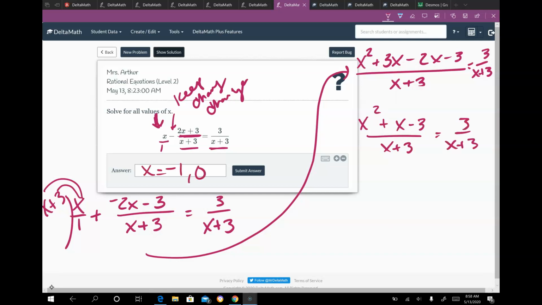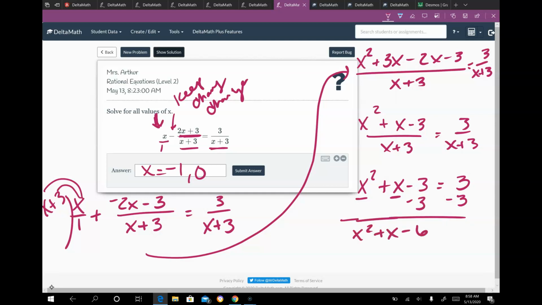All right, so now we're going to bring the numerators down and we're going to solve it. I told you when you have the quadratic term and the linear term, you need to set it equal to 0. So we're going to subtract 3, and I'm going to get x squared plus x minus 6 equals 0. Factor this one. It's going to be 3 and 2, with subtraction and addition.